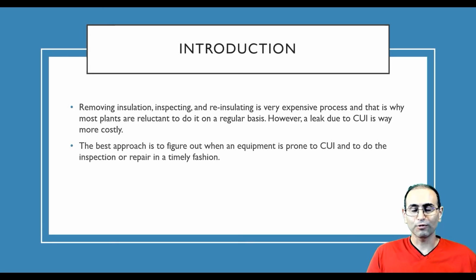The best approach is basically to figure out when the equipment is prone to CUI, to do the inspection in time or repair in a timely fashion. And that's the meaning of RBI, because you need to know when you need to do the inspection, when it's time to replace the vessel or pipe, or when it's time to repair it, and to avoid those unplanned shutdowns that could have happened during a leak, or scenarios or incidents like that.